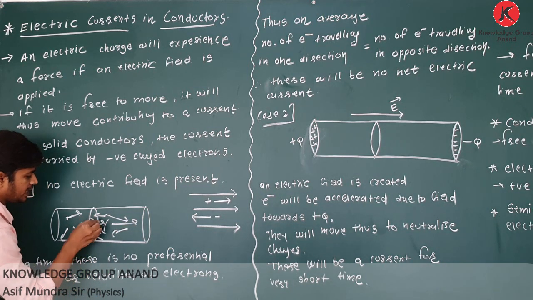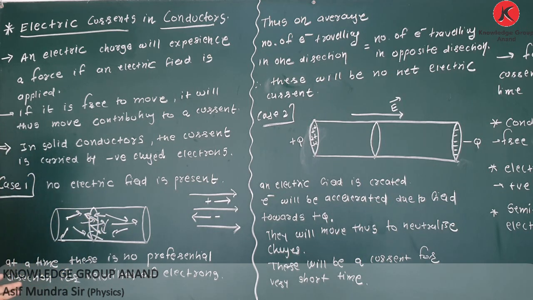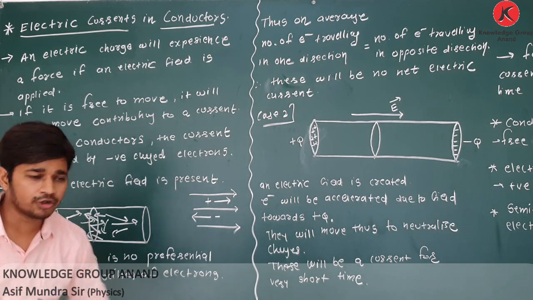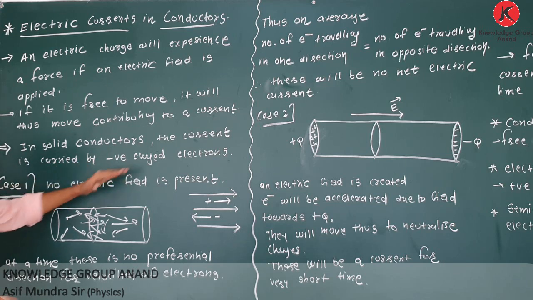They are moving in random direction. Clear about this? Okay. So, when no electric field is present, electrons are moving in random direction. They have no preferential direction. In all directions they are moving.